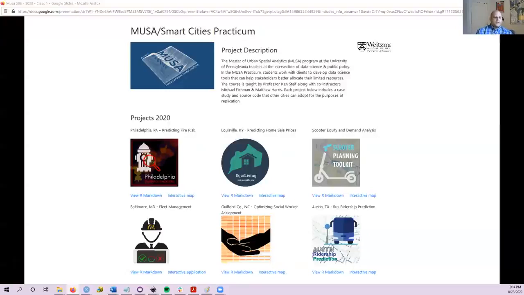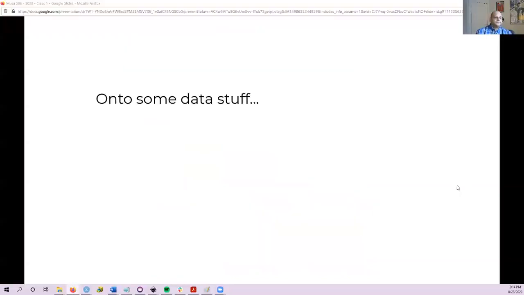And I hope that by the end of this class, you will see why data science very much relates to planning. It is not anything different than planning. It's just a different and new way of thinking about planning. All right, on to the data science, on to some data stuff. If you're keeping score at home, this is the third of 4 things on this agenda.